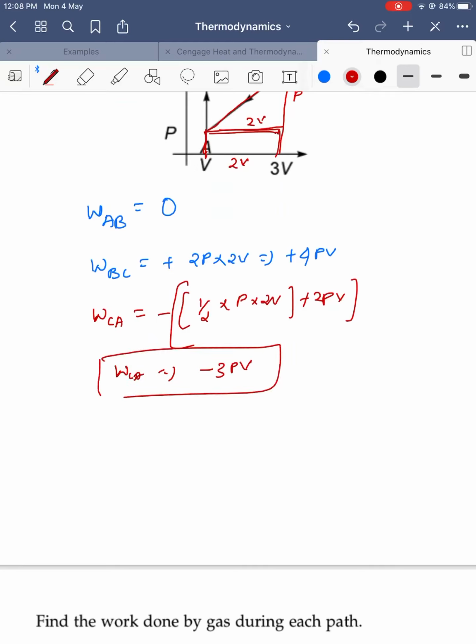in process CA. Next, add all the works. The net work done is 4PV minus 3PV. It is equal to PV, the net work done.